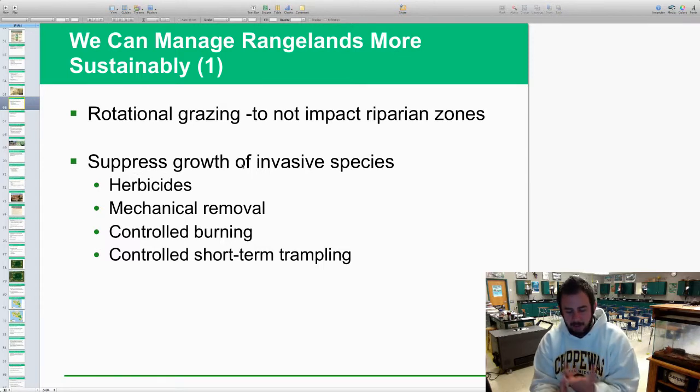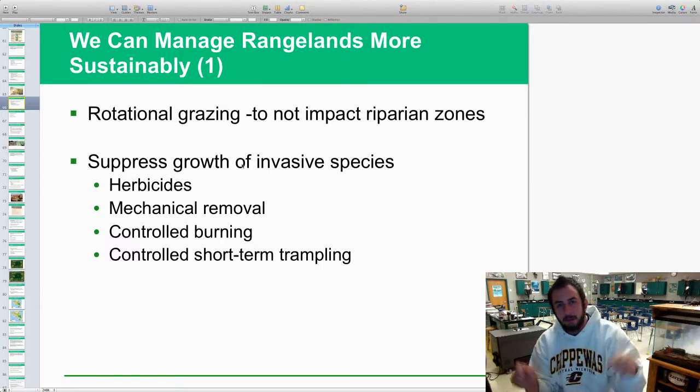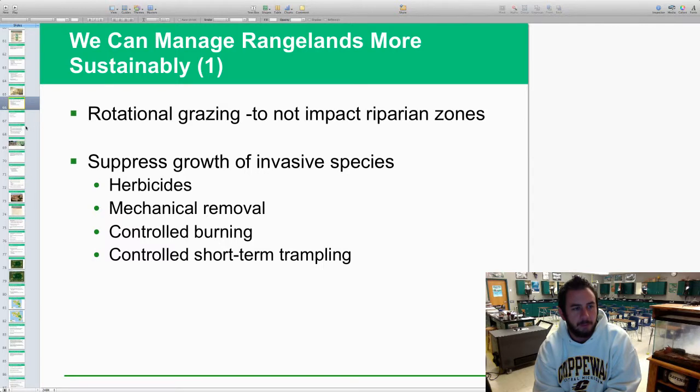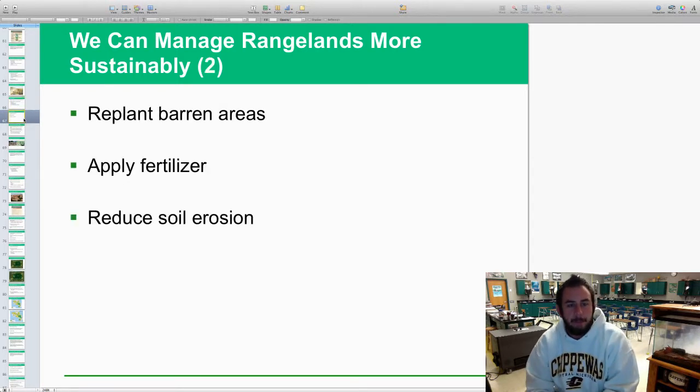Suppress growth of invasives by using herbicides, mechanical removal, like literally pulling the weeds, controlled burning, or even controlled short-term trampling, where you're just running and moving cattle around to break and wear down and kill those weeds by trampling them with hooves. We can also replant barren areas like they did in the case study with native grasses, apply fertilizers if need be. That might run off a little bit, but as long as the plants are there, they should soak it up and not allow very much runoff, and then reduce soil erosion as well by replanting.